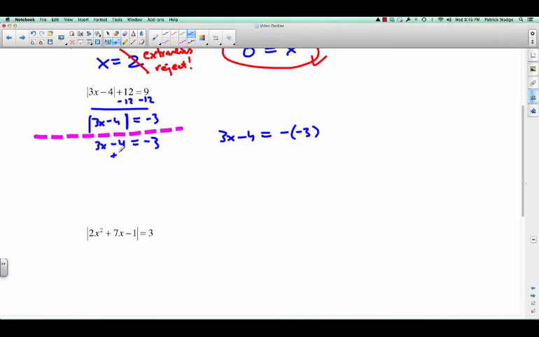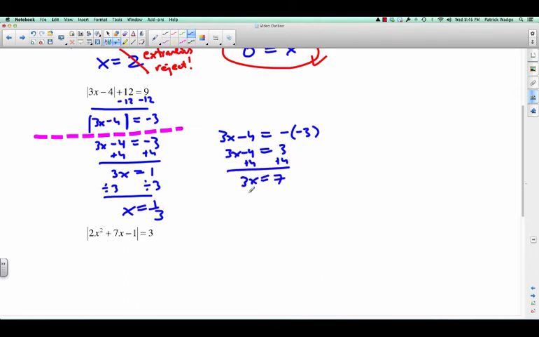So I need to add 4 to both sides. I get 3x equals 1, divide by 3 on both sides, x equals 1/3. Over here, I get 3x minus 4 equals positive 3. So I add 4 to both sides, 3x equals 7. Divide by 3 on both sides, x equals 7/3. Hope your algebra is pretty good because I'm going pretty fast there.